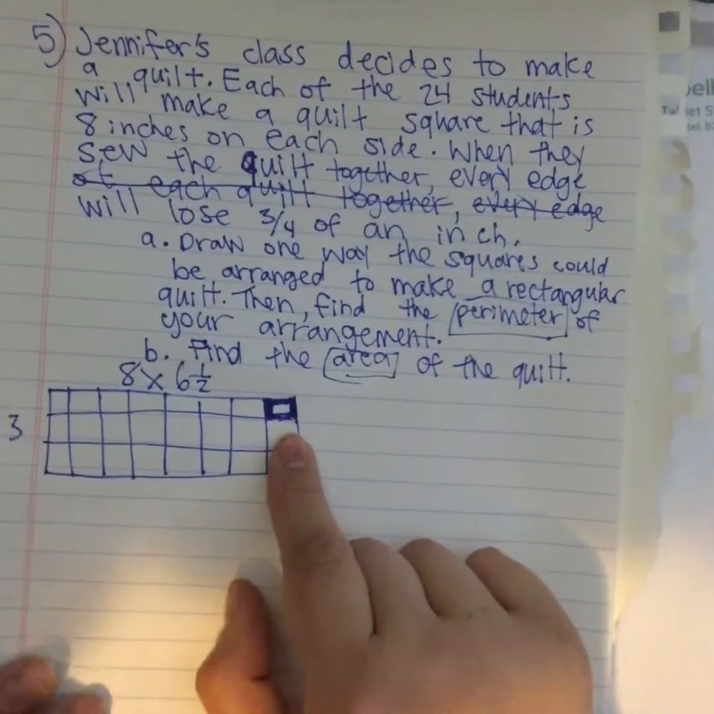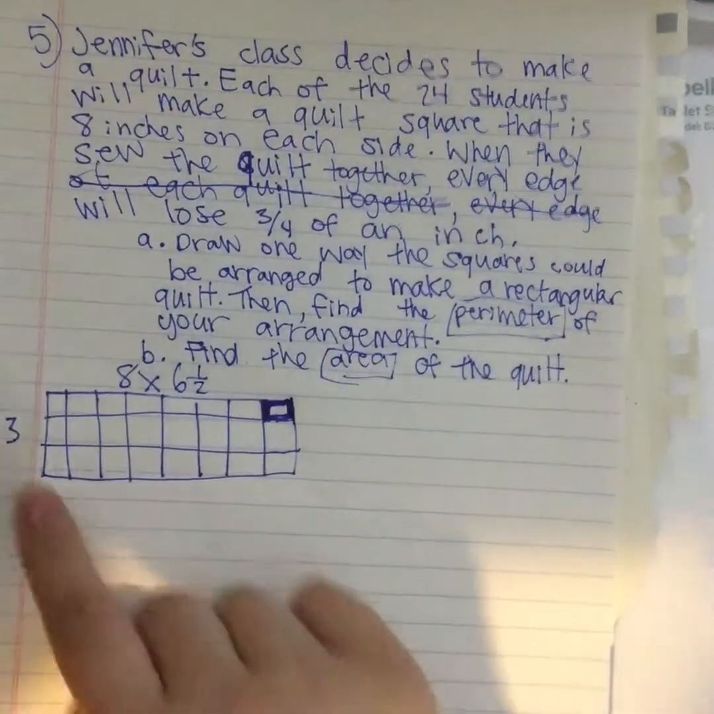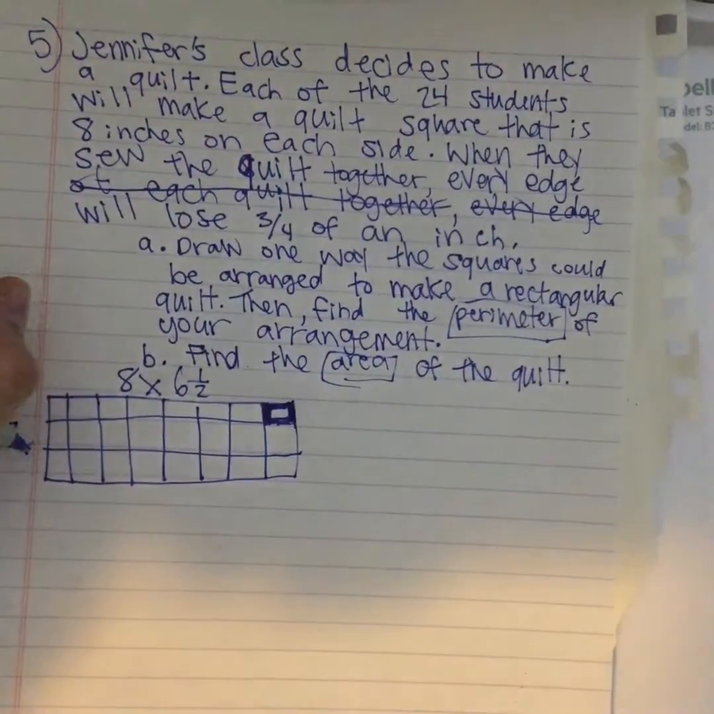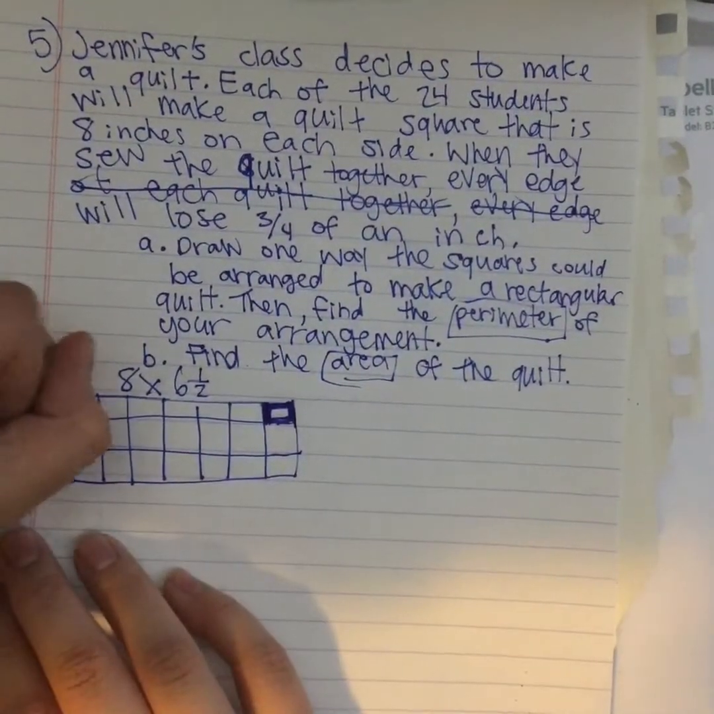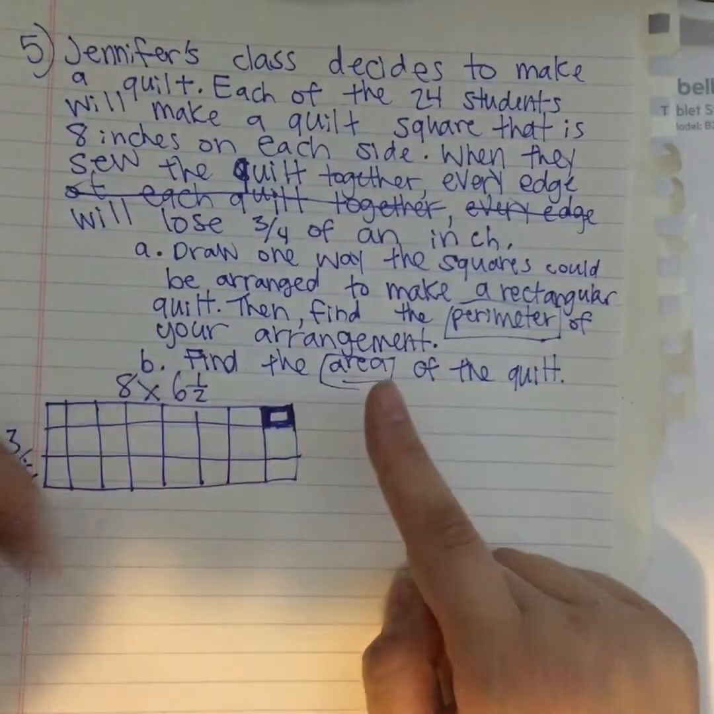The arrangement I chose was 8 by 3, so 8 squares by 3 squares. Each of these squares, like we just discussed, is 6.5 inches wide, length, any of it, because it's a square.